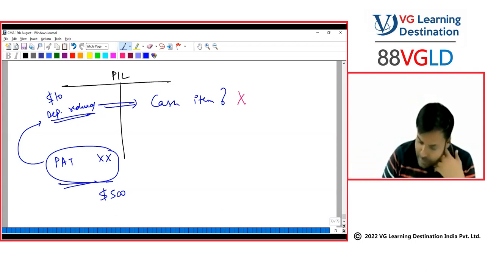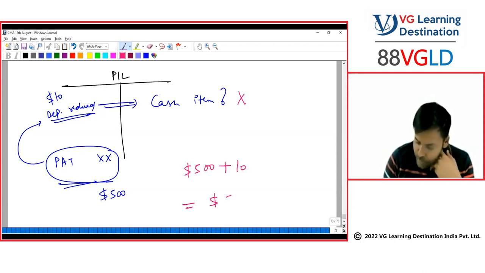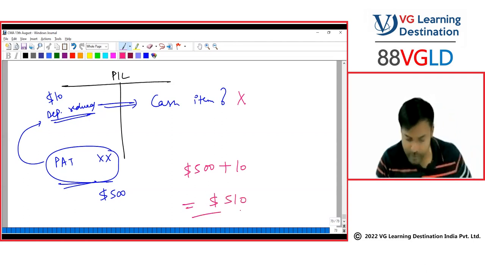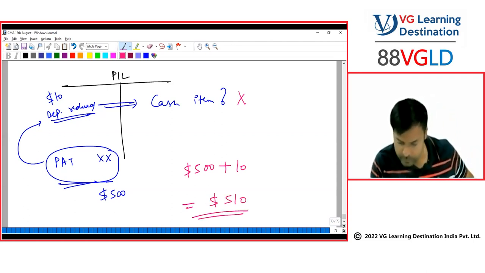I will add the depreciation in that case. So I will say $500 plus $10. That should be $510. Is that point clear, everyone? Obviously, we are going to do a lot of adjustment in that case.